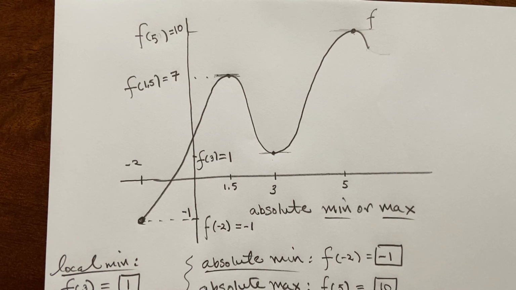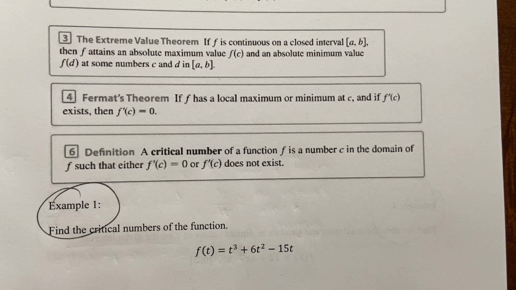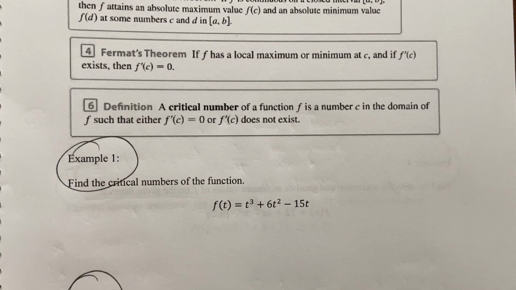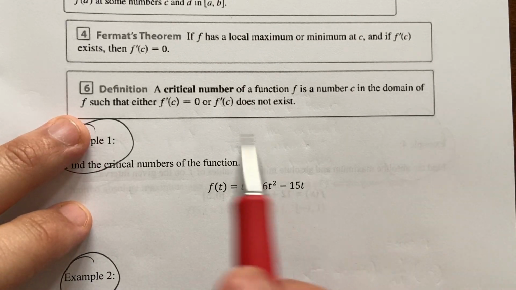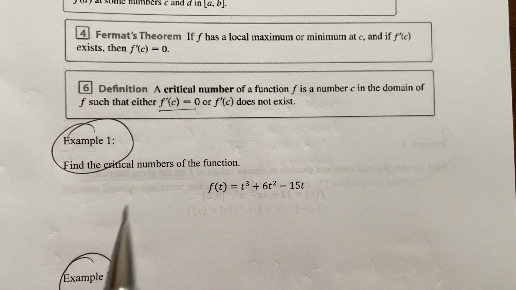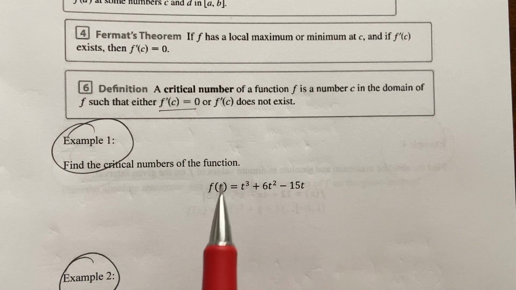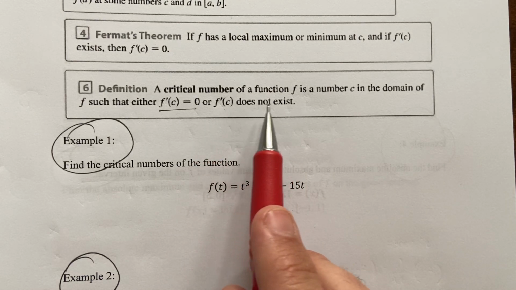So I'm going to go on and look at page 58. On page 58, I want to read this definition of critical number. A critical number of a function f is a number c in the domain of f such that either the derivative is 0 at c, or the derivative at c does not exist.